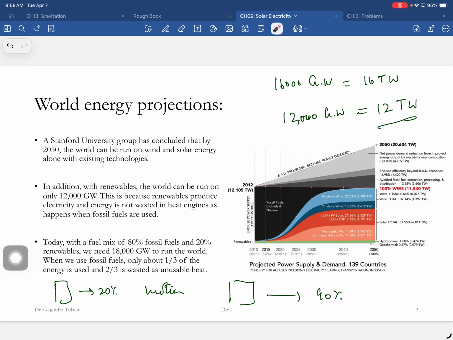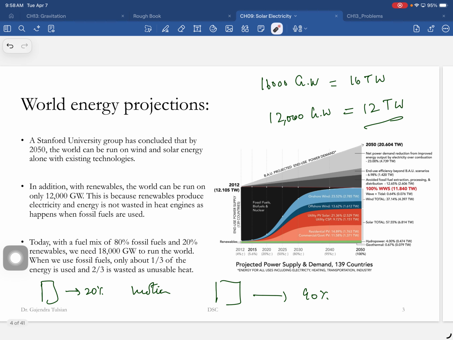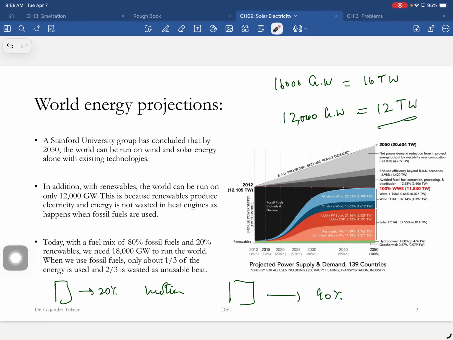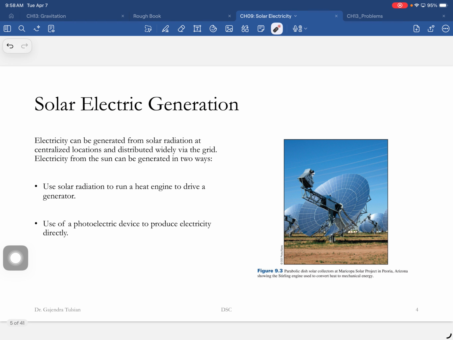All right. So this is what is called a Stirling engine. Okay, and what is this doing? It's reflecting sunlight and heating stuff, which runs the engine. The heat runs the engine, and that engine can turn the wire to produce electricity. Okay, so this is turning a wire between magnets to produce electricity. So that's how you're converting heat to electricity. Okay, solar radiation to run heat engines to drive a generator. Driving a generator just means turning that piece of wire.